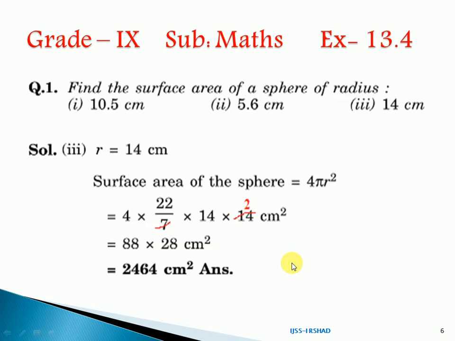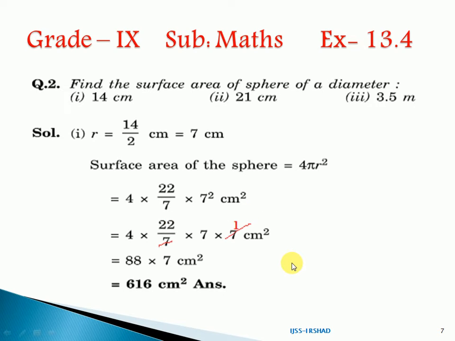Now let's move to question number 2. Question number 2, find the surface area of a sphere of a given diameter. So here also you have to find the surface area of a sphere, but here the given quantity is diameter, not the radius. In question number 1 they have given radius, in question number 2 they have given diameter. So from the diameter you can first find the radius. One step is extra here, remaining all are same like 1.